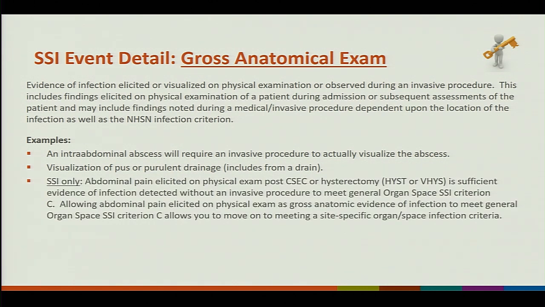For SSI only, and again, I repeat, SSI only, abdominal pain elicited on physical exam post a C-section or a hysterectomy procedure is sufficient evidence to meet general organ space criterion C. Not site-specific, but just your general organ space C. And then it allows you to move on to site-specific criteria. Allowing abdominal pain elicited on physical exam as gross anatomic evidence of infection does allow you to move on to site-specific. Otherwise, for example, OREP criterion 3B, this would be difficult to apply without having a culture or imaging test. That's why we allow, specifically for these C-section and hysterectomy procedures, pain to meet general organ space criterion C, because they may not return to the OR where they may see anything on gross anatomic exam.